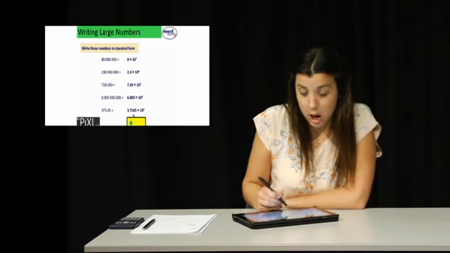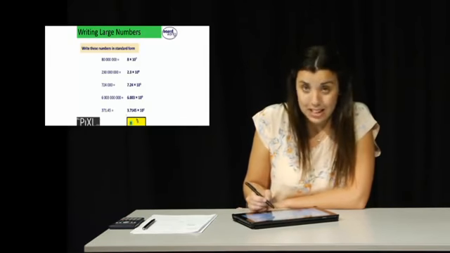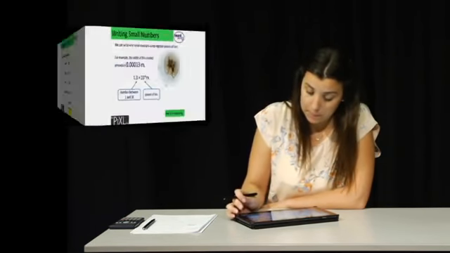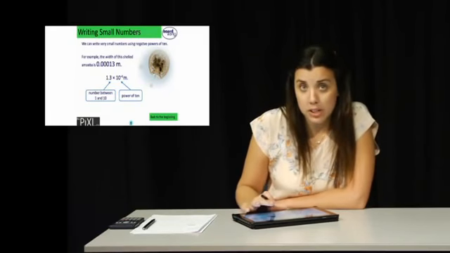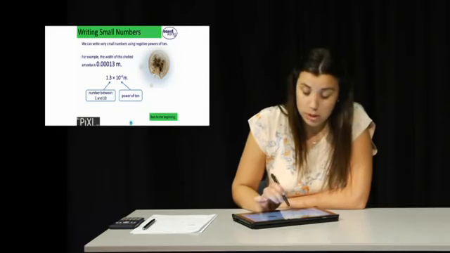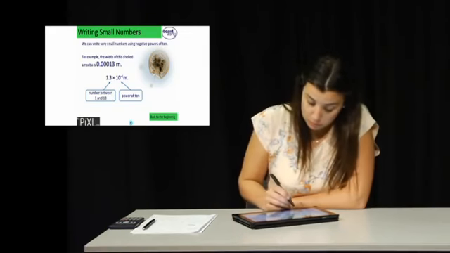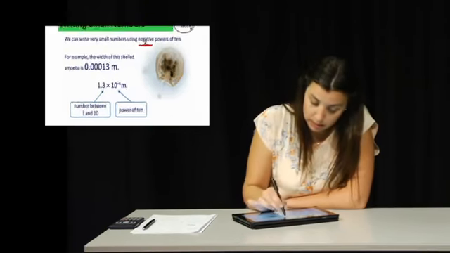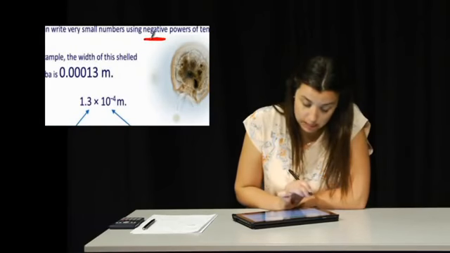So that's writing large numbers that are ordinary numbers into standard form. We're going to have a look now together at writing small numbers. So we can write very small numbers using negative powers, okay? Just make that clear. You might want to underline that on your sheet as well.